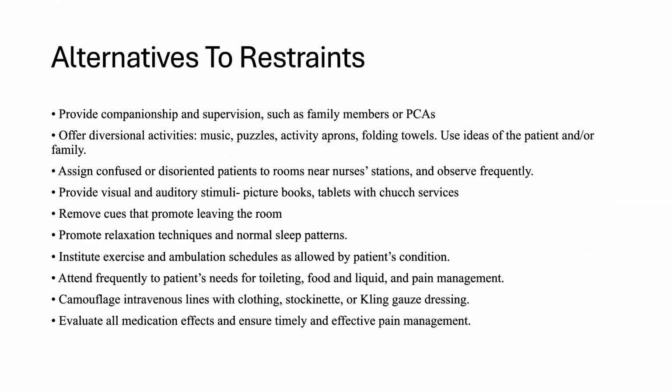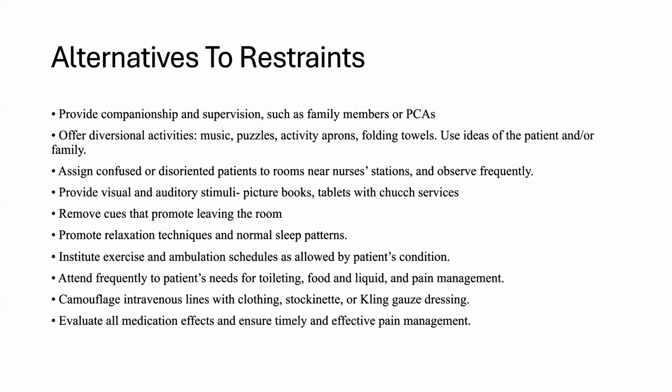Some examples of alternatives to restraints would include providing companionship and supervision to the patient, such as a family member or a patient care assistant, a PCA, offering diversional activities like music, puzzles, activity aprons, even folding towels. Oftentimes people just want something to do, so giving them a task like that can really help. Assigning confused or disoriented patients to rooms near the nurse's station can help just so they're closer to people who can help if they're needed.